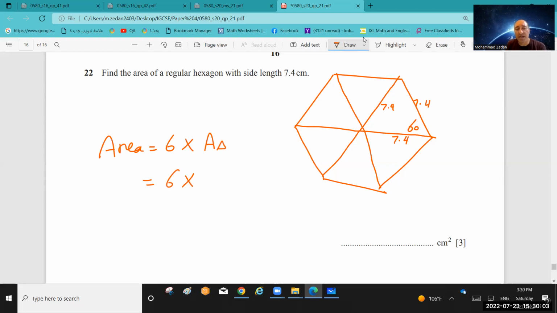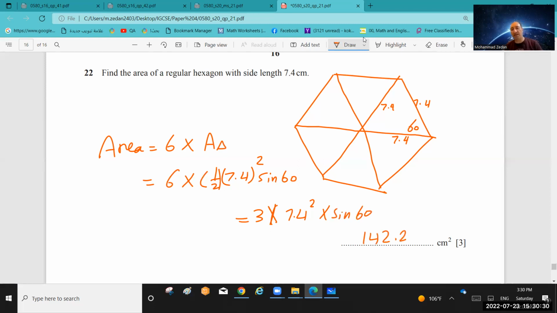You can use half AB sine theta, half the A is 7.4 and B is the same. So half 7.4 squared times sine 60. So the answer: calculate this as 3 times 7.4 squared times sine 60. You'll get 142.27, something like that.